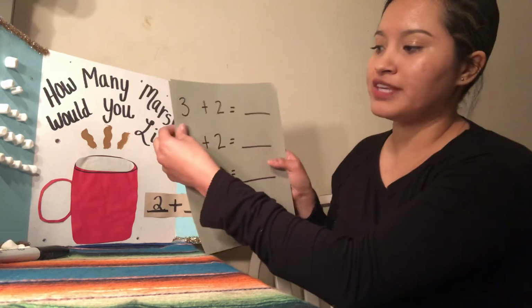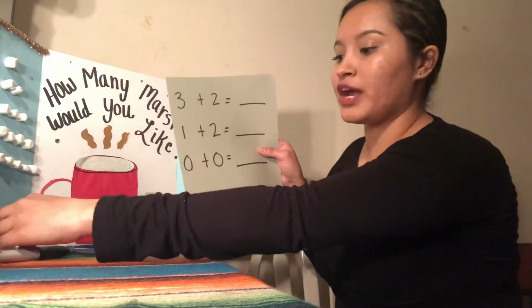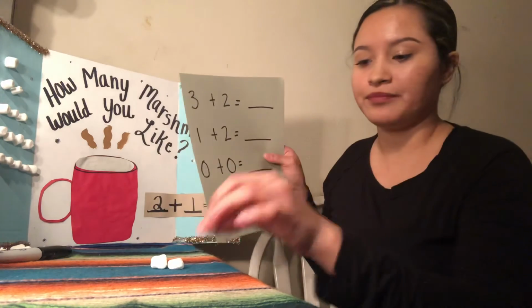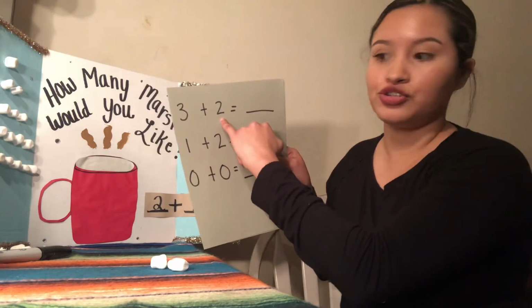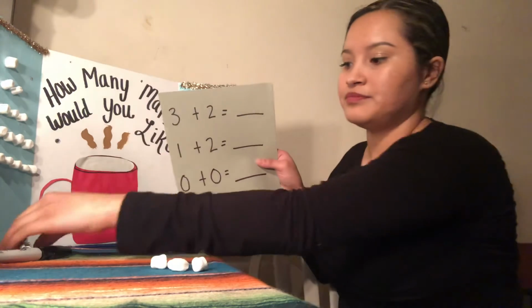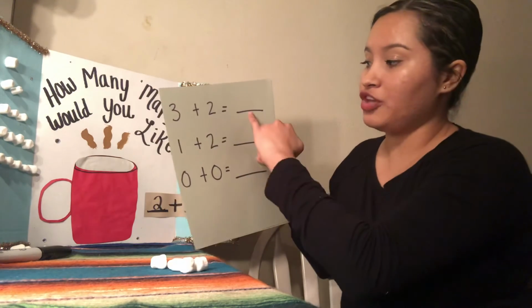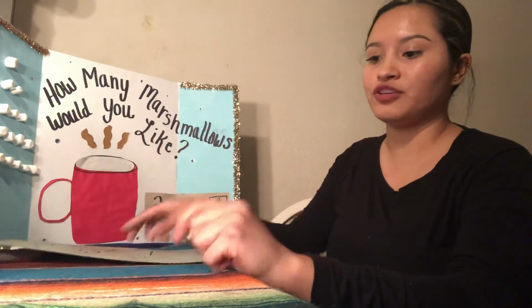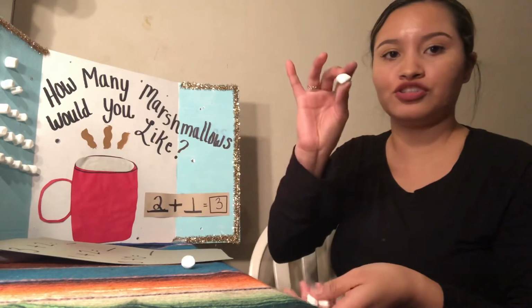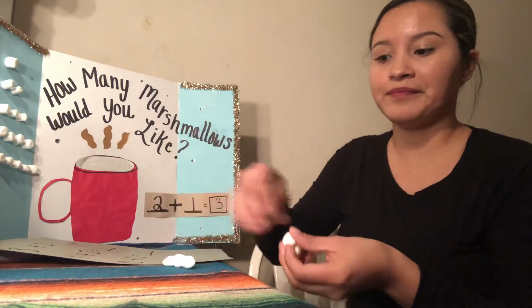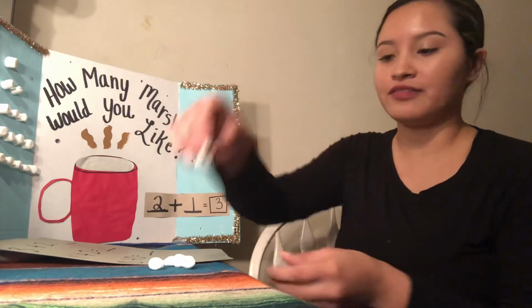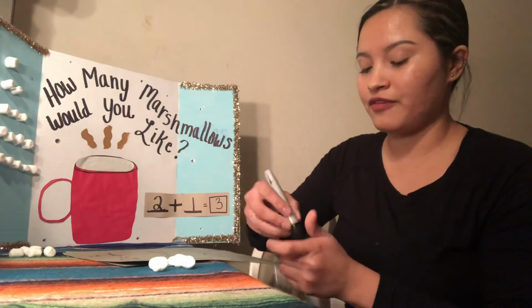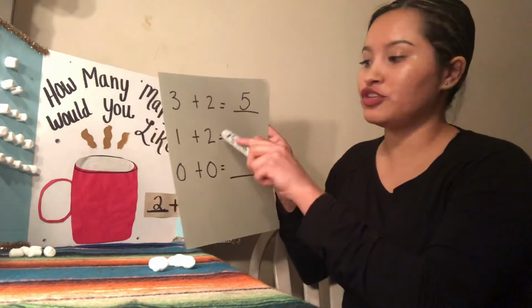So if I tell you to count out 3 marshmallows, you're going to grab 3 marshmallows. 1, 2, 3. And you're going to add how many? 2. And you're going to write the total number of marshmallows you have. So to count them, you're going to count 1, 2, 3, 4, 5. And you alone, without my help, are going to write the answer 5. You're going to do this with all of them.